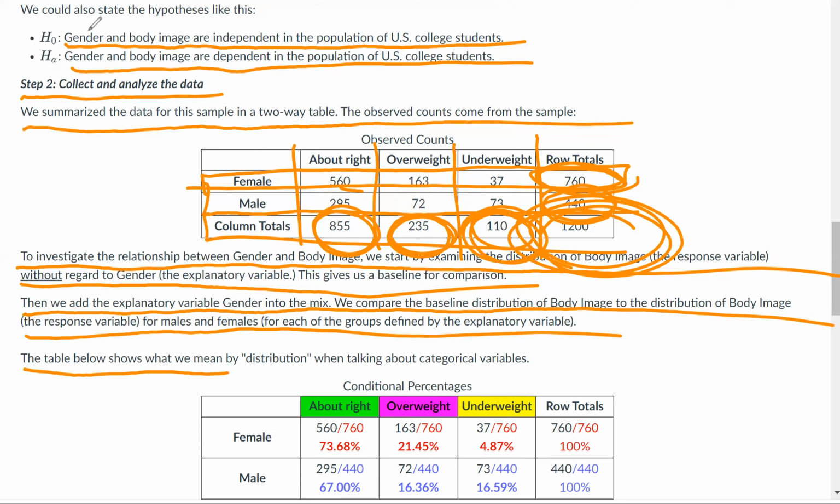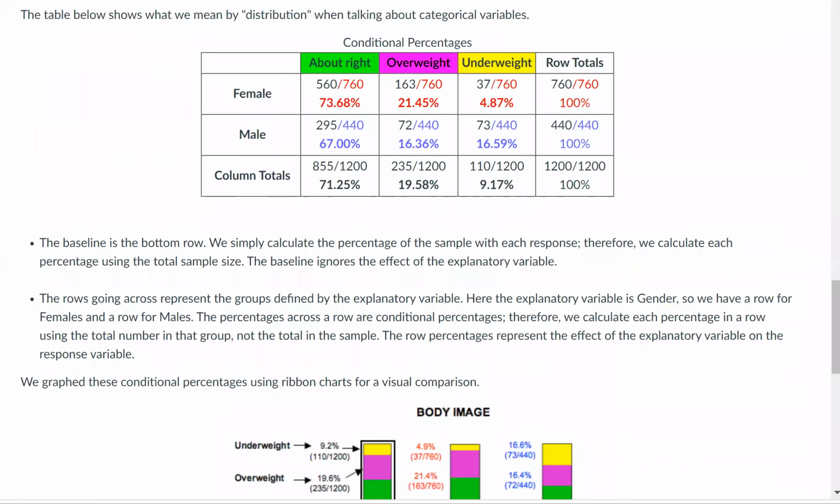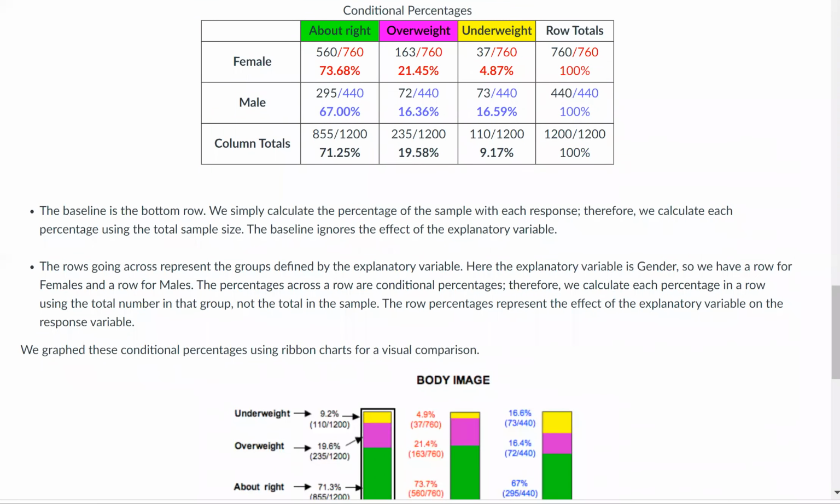The table below shows what we mean by distribution when we talk about categorical variables. So let's look at that now. It has these conditional percentages. It's just proportions and percentages created out of these counts. So for example, the very top left box is the number of females who felt that their body image was about right. It was 560 out of 760 total females. 73.68% of females said that's how they felt about their body. And then 21%, because there were 163 of the 760 females, 21% thought that they were overweight. And then finally for females, 4.87% thought they were underweight, 37 out of 760.